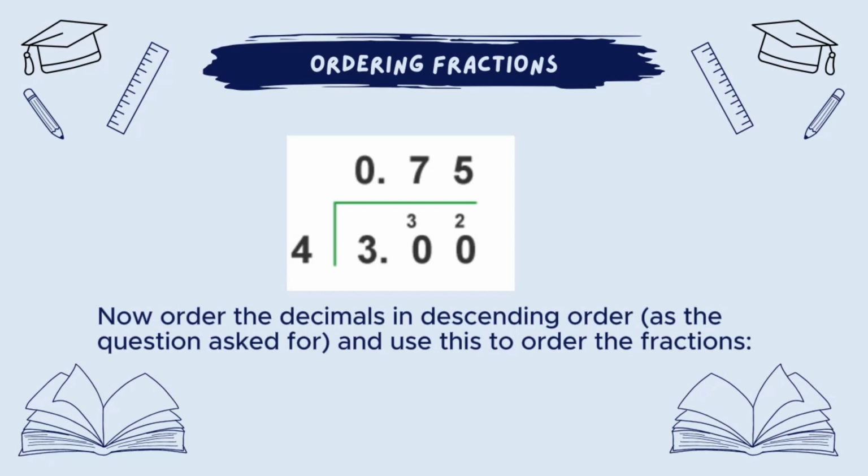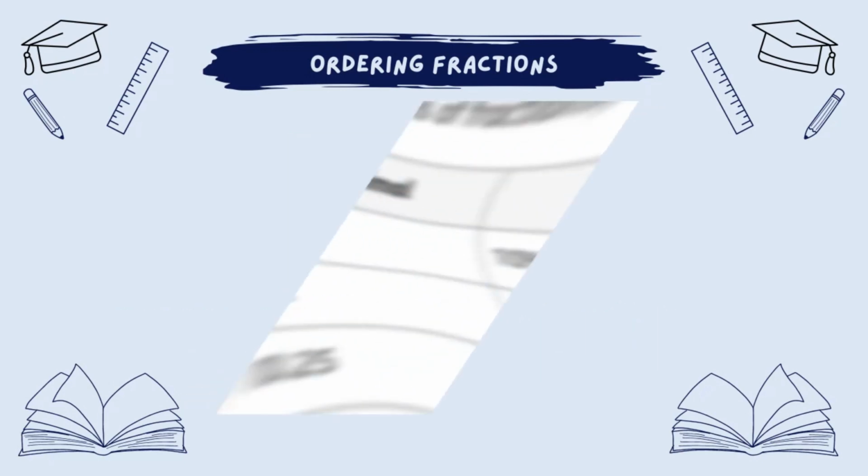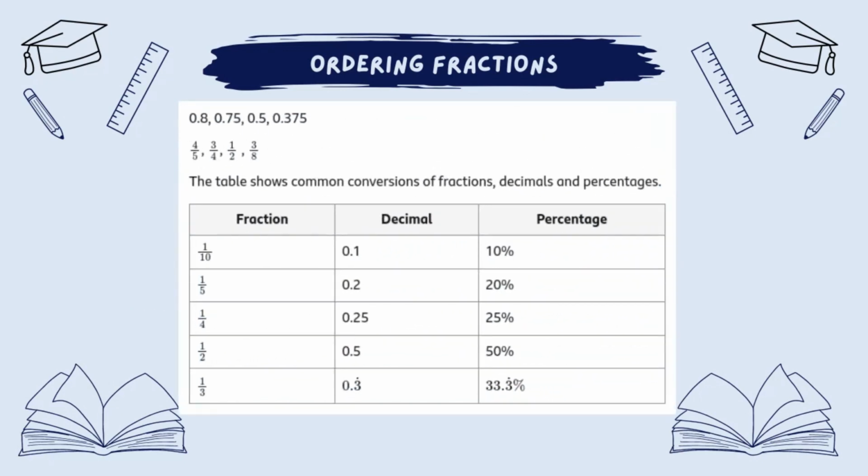To convert the fractions to decimals, you should do the numerator divided by the denominator. The answer should be 0.8, 0.75, 0.5 and 0.375. The table shows common conversions of fractions, decimals and percentages.